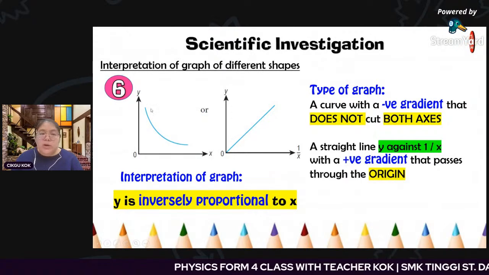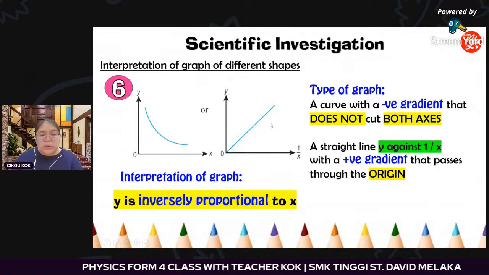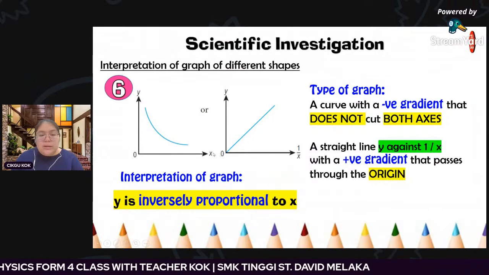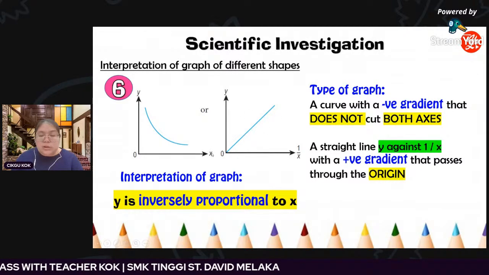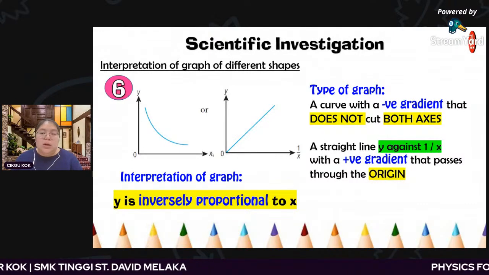So if the question asks you to convert inversely proportional, that means you need to draw the straight line. Then remember the x-axis, you need to change to 1 over x.